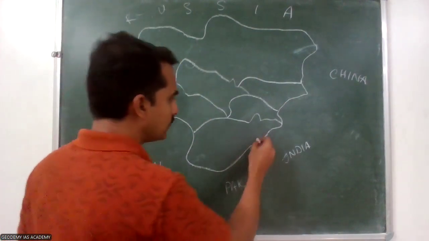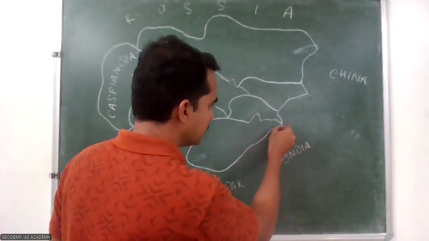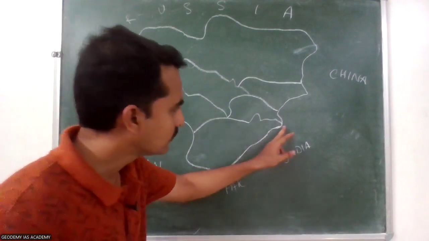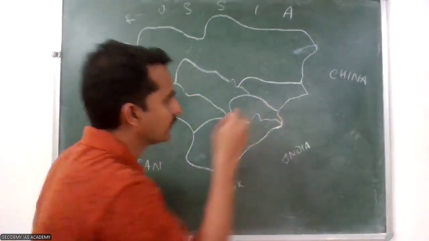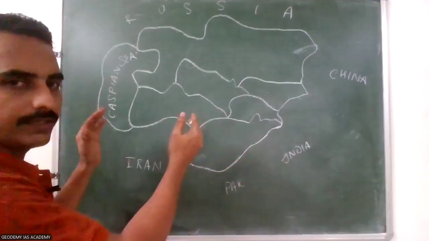And with India, the Afghanistan region has a border in a small portion in a tip. Actually, it has the border with Pakistan occupied Kashmir. So here it is. Okay. Done. Then let us discuss the interior part now.